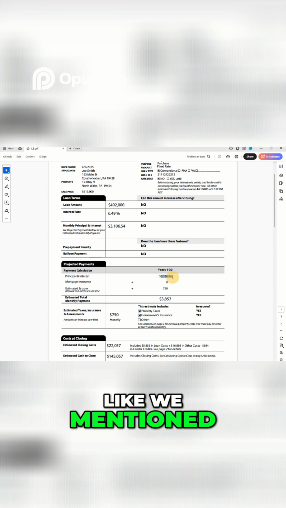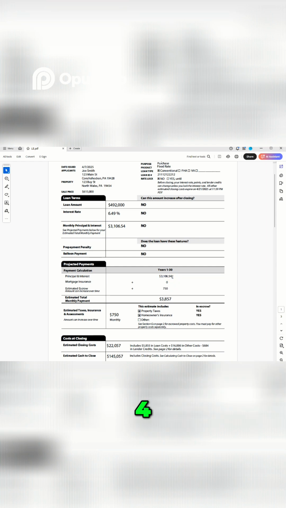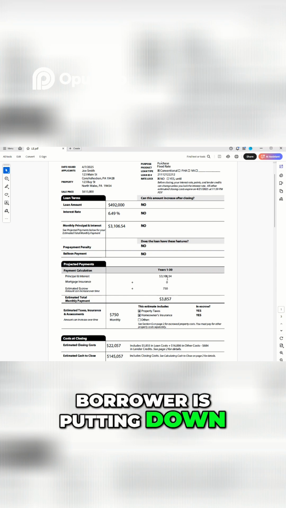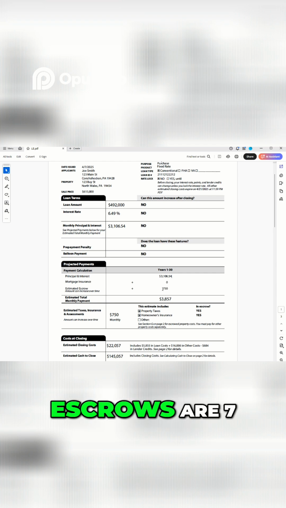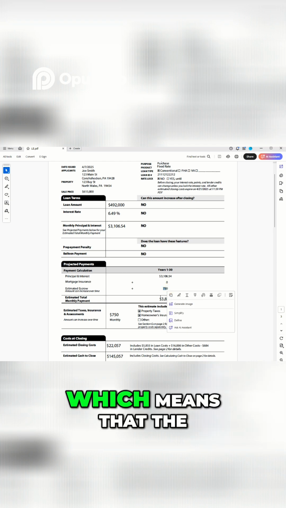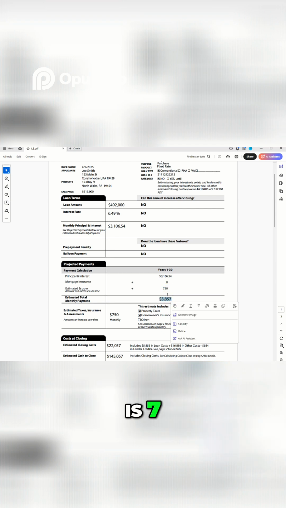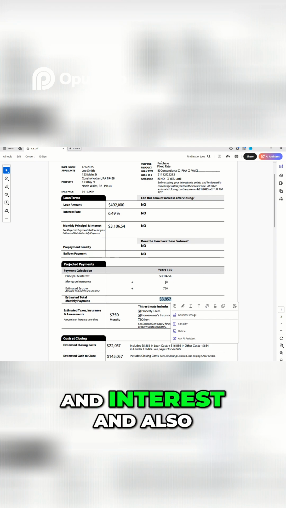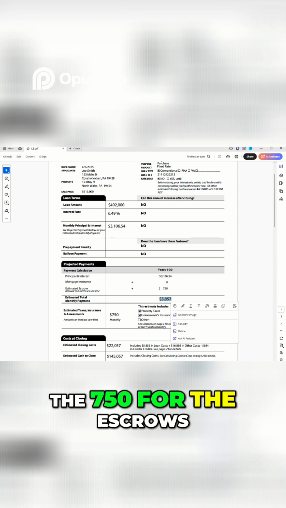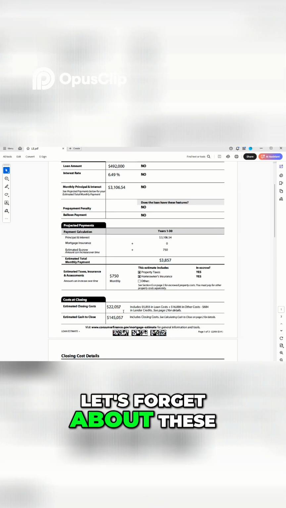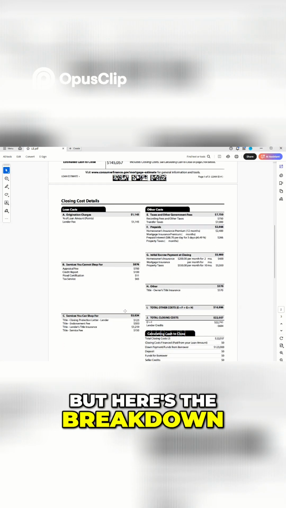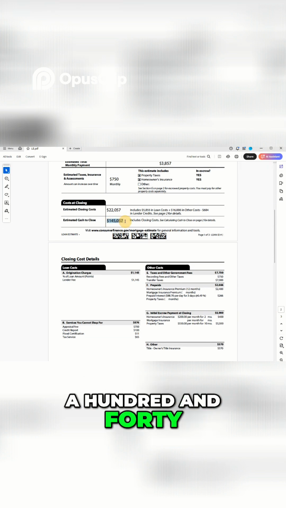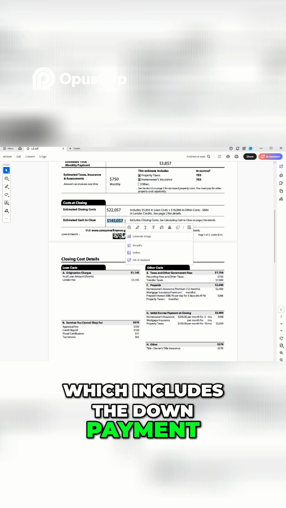But here's the breakdown of the payment. So the payment is, like we mentioned, 3106.54 based on the 6.49 interest rate. This loan doesn't have mortgage insurance because the borrower is putting down 20%, and the estimated escrows are 750, which means that the total estimated monthly payment is 3857, which includes 3106.54 for the principal and interest, and also the 750 for the escrow. Now, let's forget about these closing costs for now, but here's the breakdown of all the fees, right? So this particular borrower needs to bring in 145,000, which includes the down payment, and it also includes the closing costs.